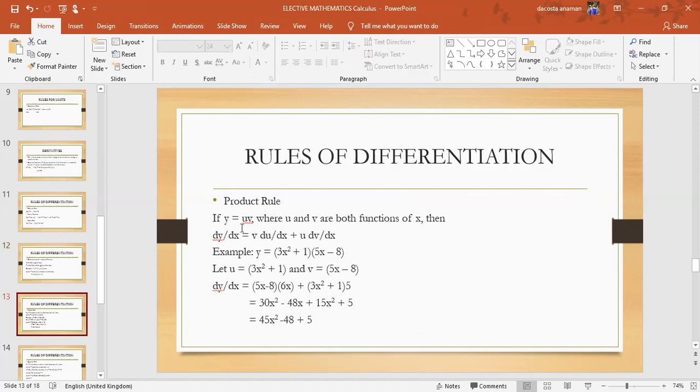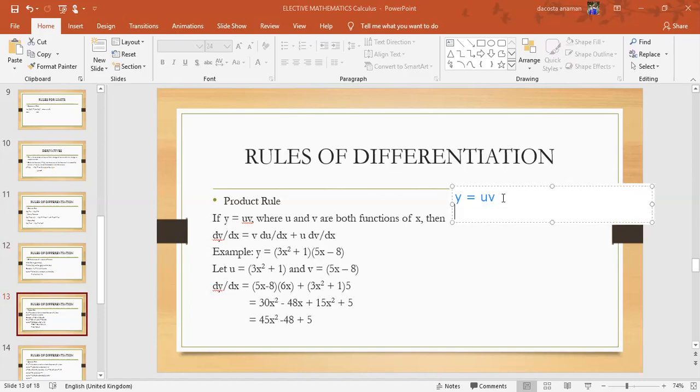So if y is equal to u times v, that's uv, where u and v are both functions of x, then we'll be getting dy dx will be equal to, you pick the v, then you multiply it by the derivative of what you are differentiating. Let me pick something and explain it here. So you have y is equal to u times v.